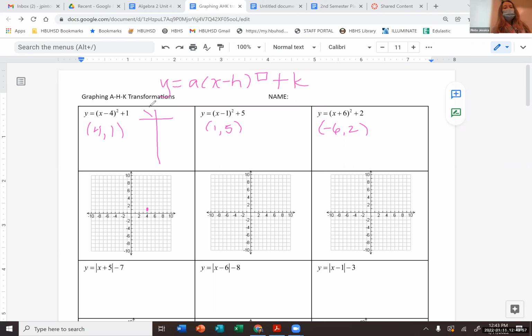I create my x values, -2, -1, 0, 1, and 2, just by plugging those typical values in. And then the y value comes from squaring those. -2 squared is 4. -1 squared is 1. 0, 1, and 4. Your writing might be a little bit better than mine.